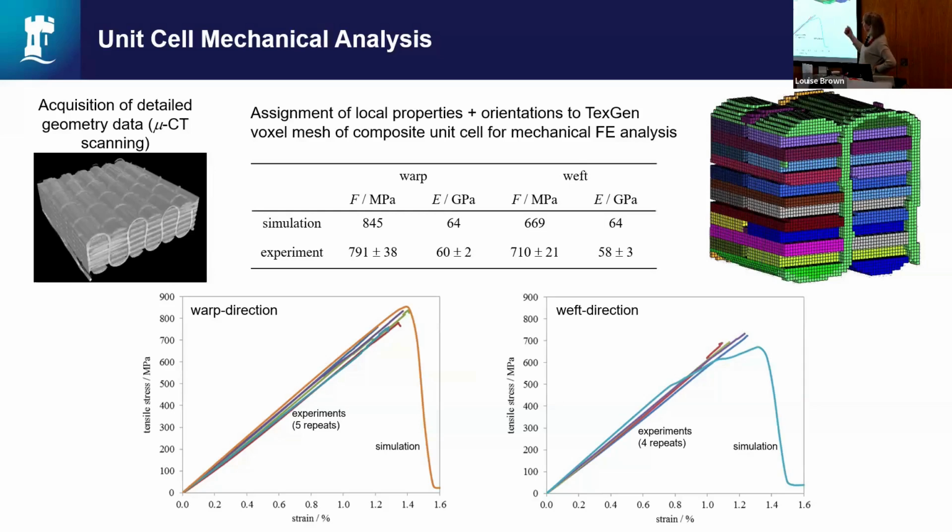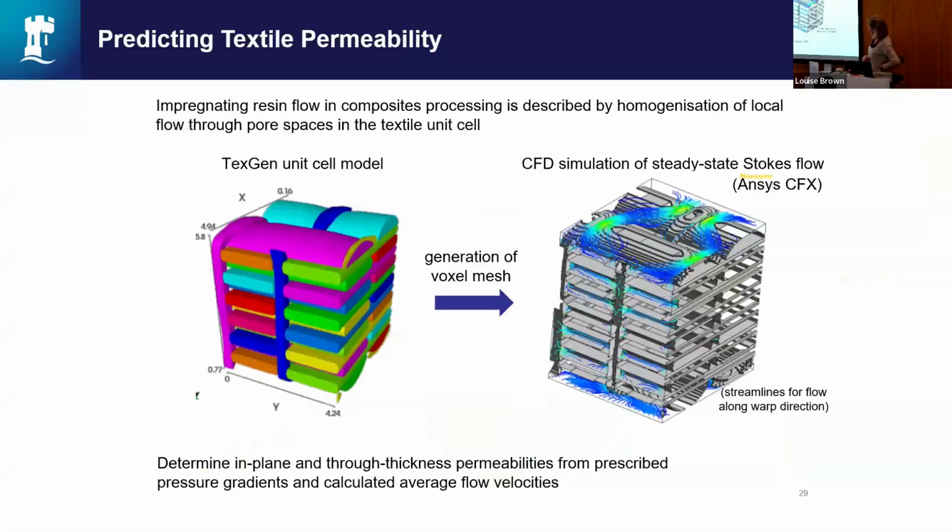And then boundary conditions applied and simulations done to predict the tensile stress in this case. And then this one predicting textile permeability. In that case, the model was created and the permeability was done on the voids between the yarns to predict the flow. So that was assuming that they're non-porous yarns.